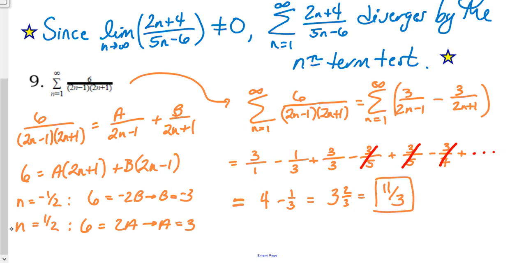Fine. We do our partial fraction decomposition. You get your constants of 3 and -3. You do exactly the same kind of thing we were discussing in number 6. And you get your answer, 11/3.